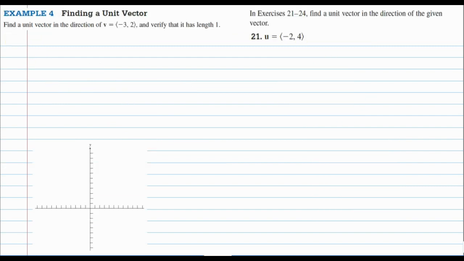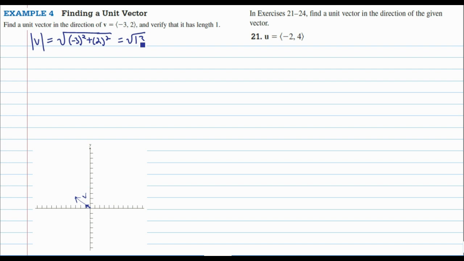Example 4 asks us to find a unit vector in the direction of v, which is negative 3 comma 2, and verify that it has length of 1. So in other words, this is vector v. I'm looking for another vector along vector v that's a little bit shorter that would have a magnitude of 1. In order to find that vector, I have to take vector v and divide it by its magnitude. So first I'm going to find the magnitude of vector v.